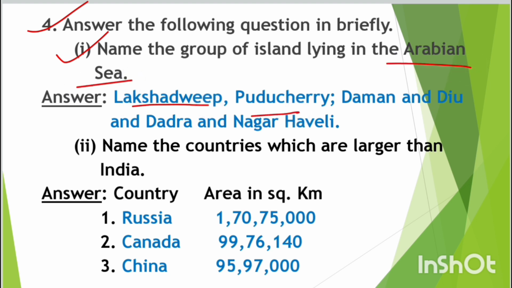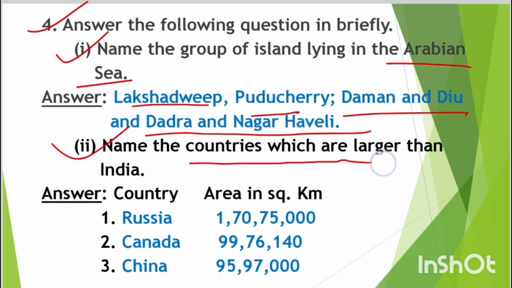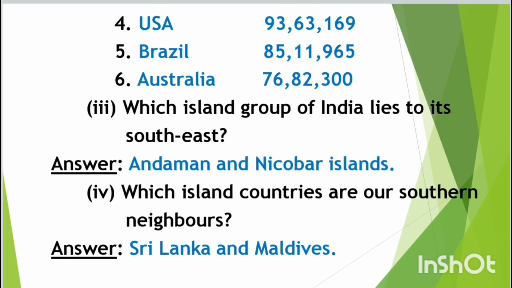Lakshadweep, Puducherry, Daman and Diu, and Dadra and Nagar Haveli. Second one, name the countries which are larger than India. First one, Russia, next Canada, next China, then fourth one, USA, next Brazil and Australia.